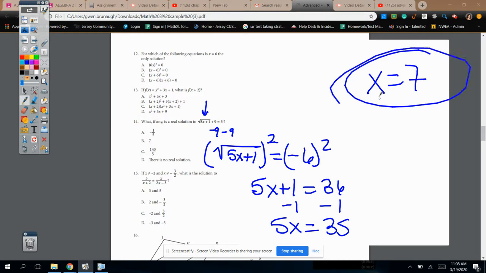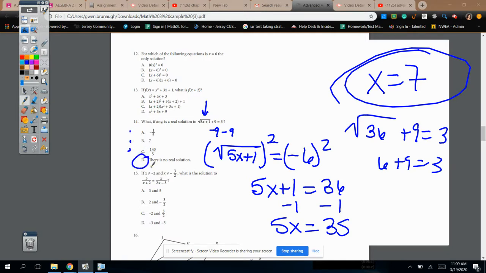But watch what happens here, guys. X equals 7. Square root of 5 times 7 plus 1. 35 plus 1 is 36 plus 9. Does that equal 3? Does 6 plus 9 equal 3? No. It almost would have been better for you to try the answers here and plug them into x rather than math it out like a math teacher, because you would have seen that none of these works, and the answer is D as in dog.